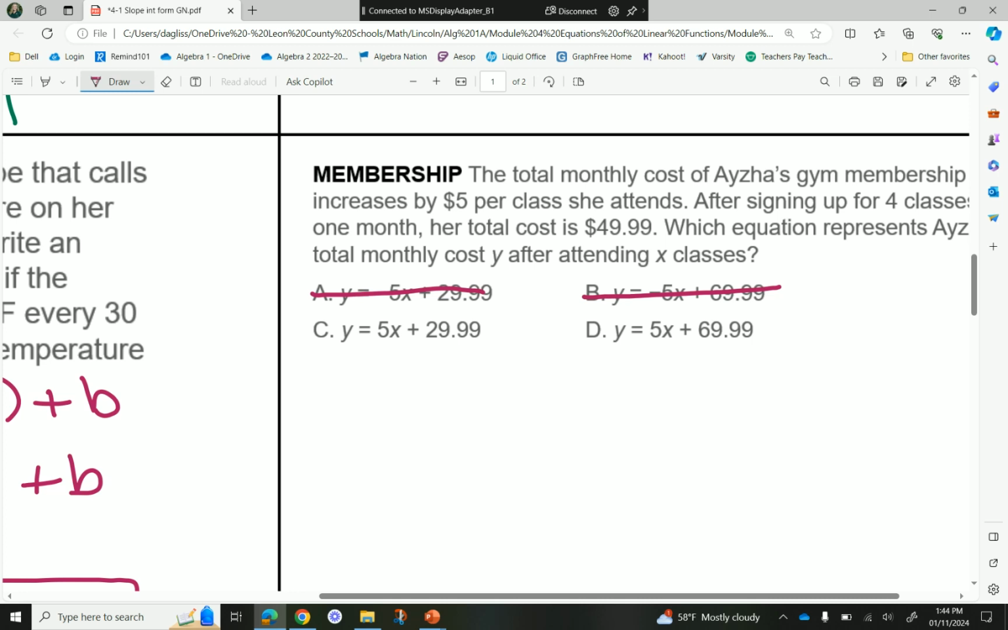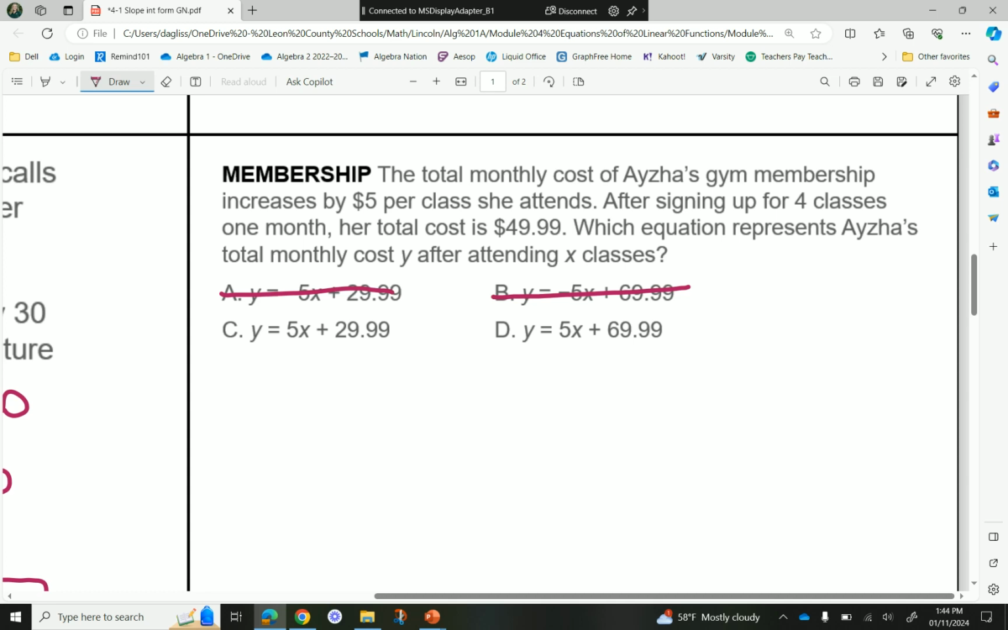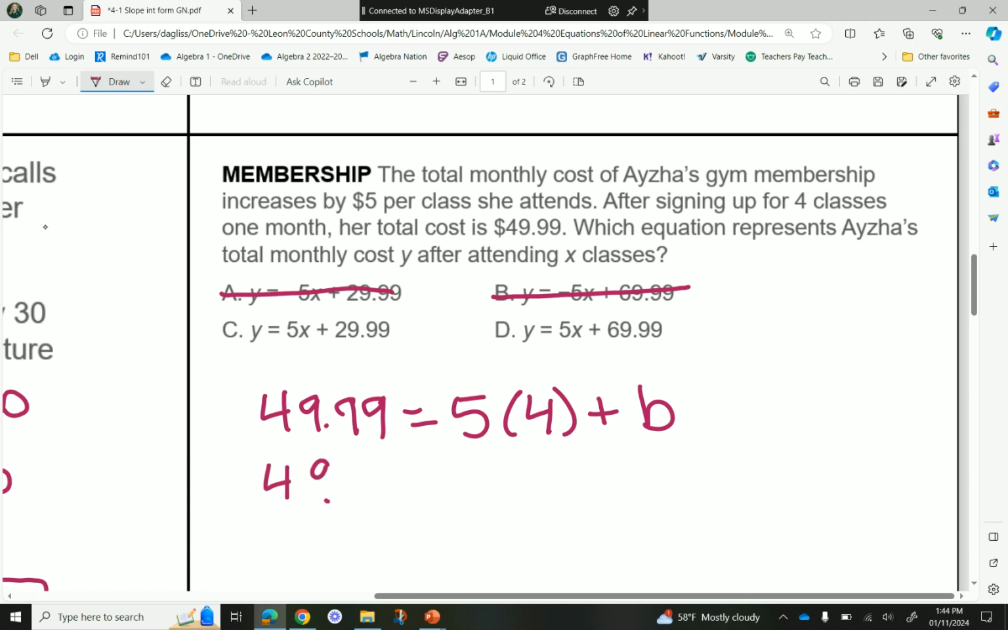How do we know where my gym membership started? Again, let's use what they gave us to find what we need. We know her cost is $49.99. We know that came from $5 per class. How many classes did she do? She did 4 classes, but we don't know what the starting membership was. So the b is where it begins. That's the starting membership. So what is 5 times 4? 20. So 20 plus b.